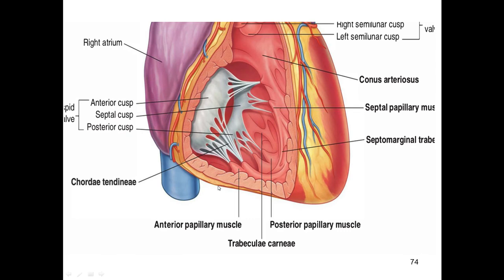Now we just have a look at the cusps and the valve, and these are the papillary muscles. In the tricuspid valve there are three cusps, and the muscles are the anterior papillary muscle, the posterior papillary muscle, and here lies the septal papillary muscle. So three papillary muscles for three cusps. That is a tricuspid valve.